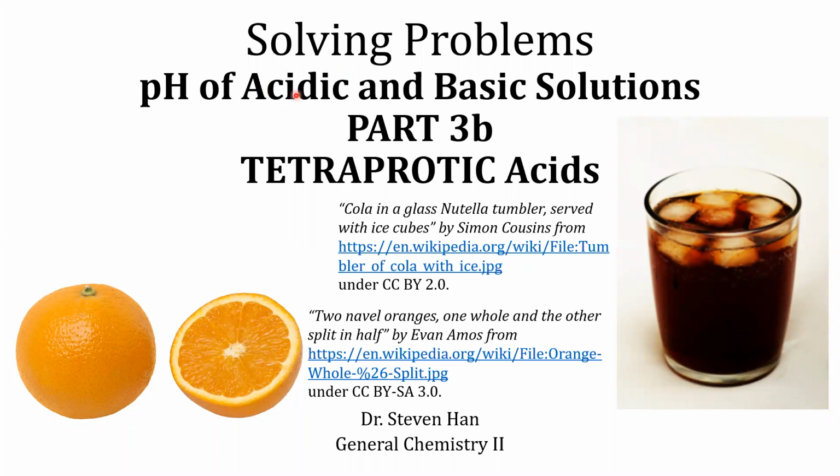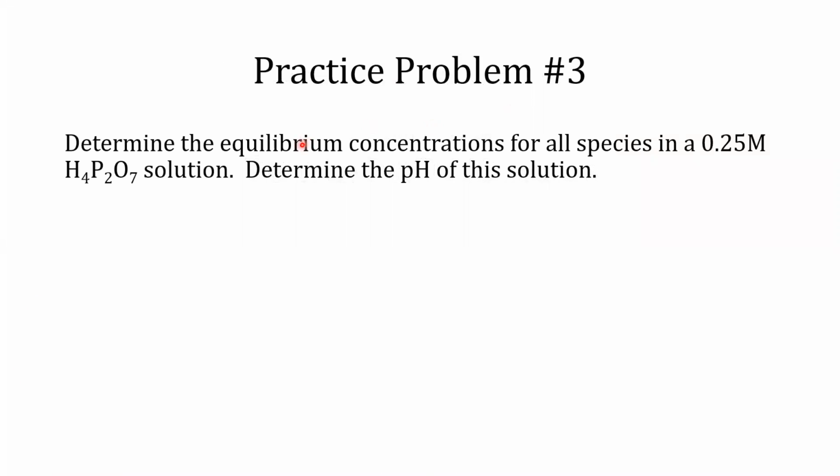This lesson is on solving problems involving the determination of the pH of acidic and basic solutions. This is part 3 on tetraprotic acids. Practice problem 3 is to determine the equilibrium concentration for all species in a 0.25 molar H4P2O7 solution. Determine the pH of this solution.